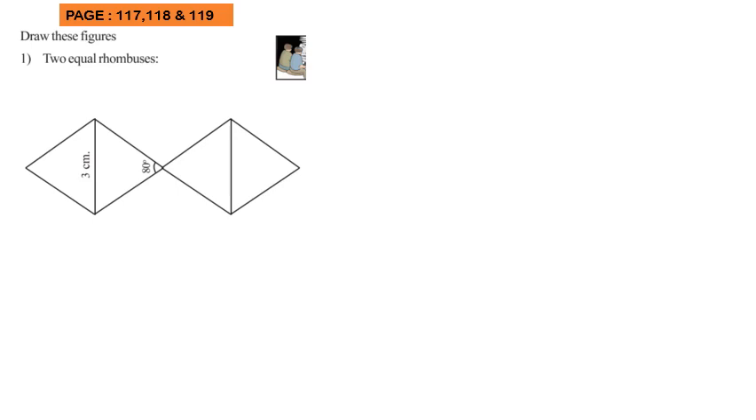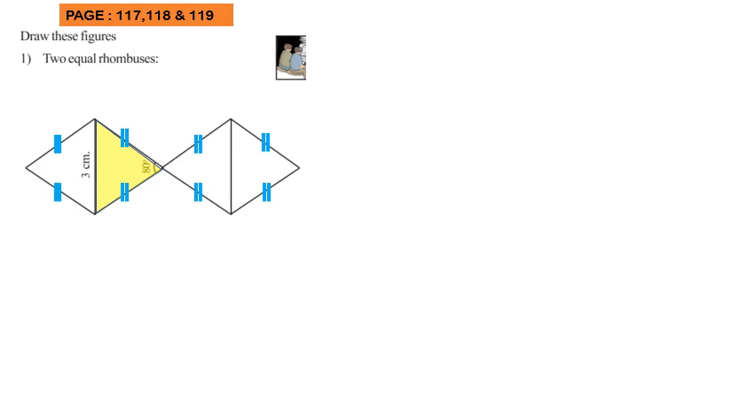First one, two equal rhombuses. Okay children, we know all sides of a rhombus are equal in length, right? Then we can consider this triangle. We can say it is an isosceles triangle, right? Which means two sides and two angles of this triangle are equal. Therefore, angles opposite to the equal sides are equal. We know one angle is 80 degrees.